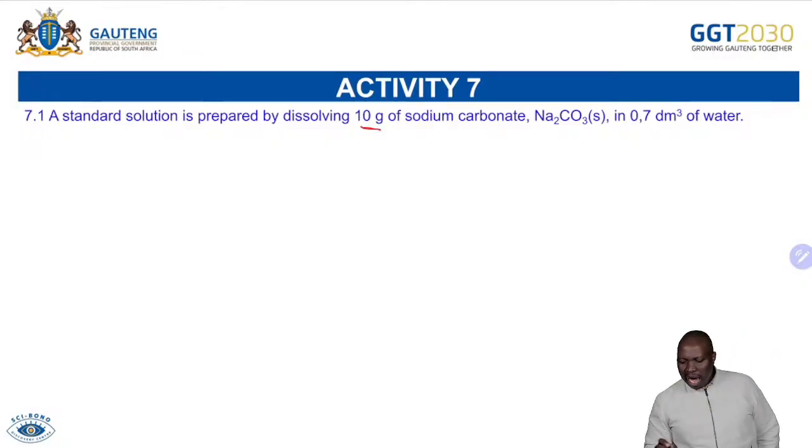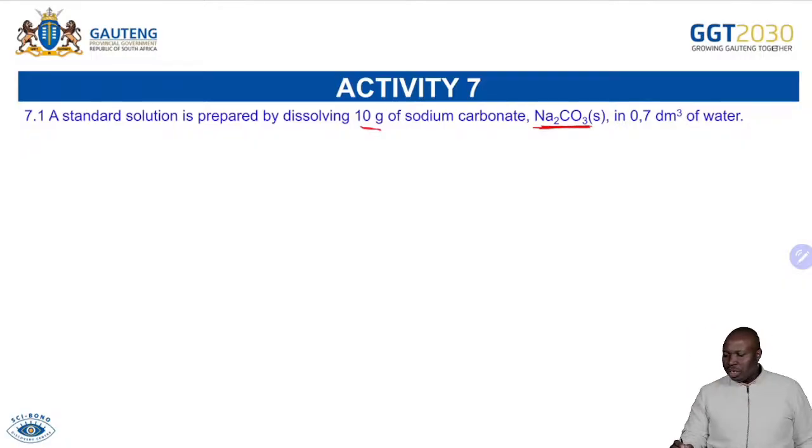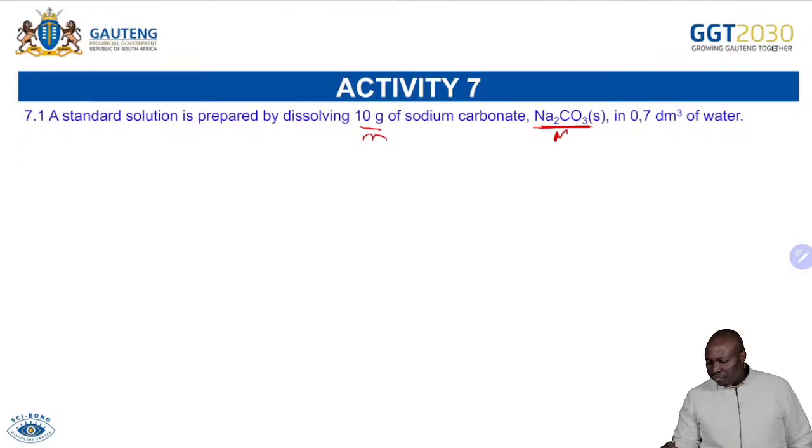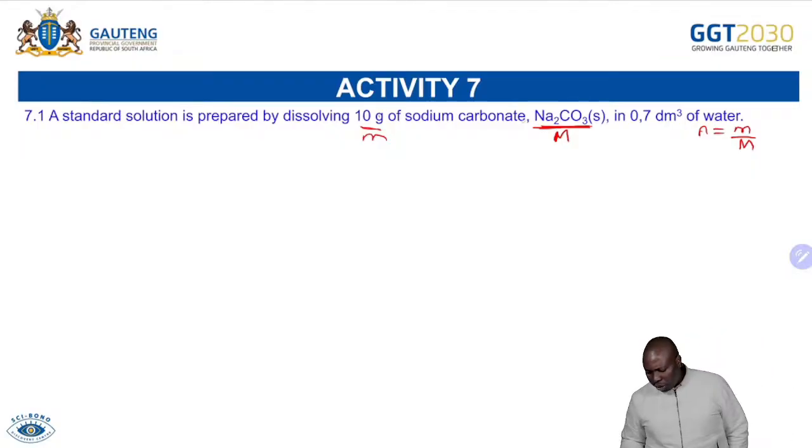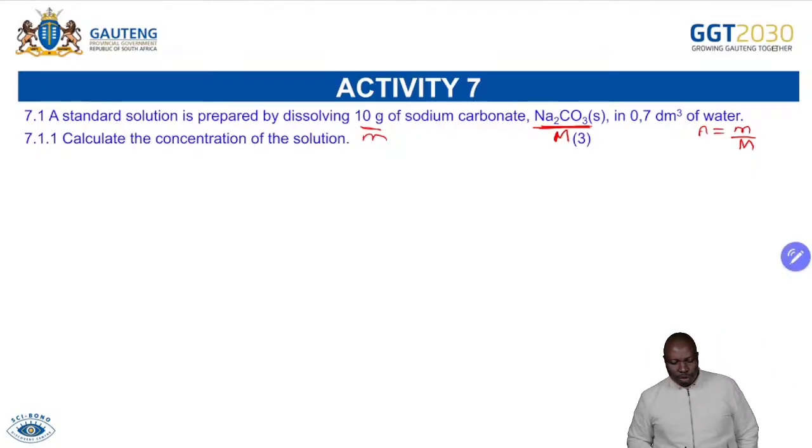Already you are saying, I must know the number of moles, then I must know the molar mass, because to get the number of moles when you're given mass, you must get the molar mass, and you know that number of moles equals mass over molar mass. So immediately when you know the mass is 10 grams, you must know the molar mass of sodium carbonate, and then you are able to do your calculations with no problem.